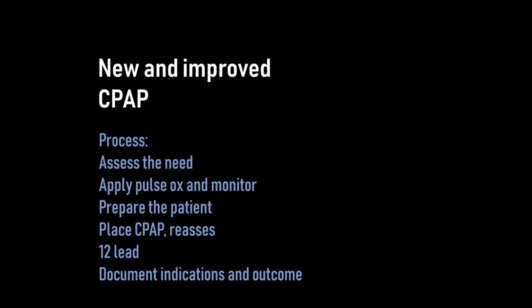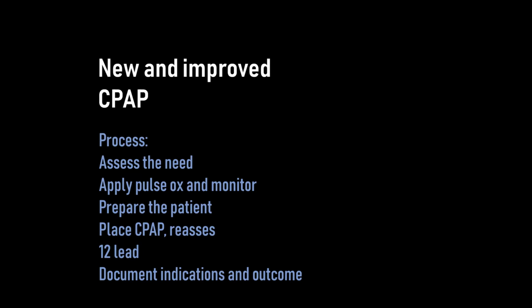The procedure is as follows. First, assess the need for it and verify the patient doesn't have any contraindications. Apply the pulse ox and put the 3-lead EKG on the patient. Prepare and explain what you're about to do. Place the device, reassess that it's functioning and that there's good airflow and a lack of air leakage. Then perform a 12-lead EKG, and in the flow chart, document what you've done, as well as in the narrative, identify the indications and then the outcome.